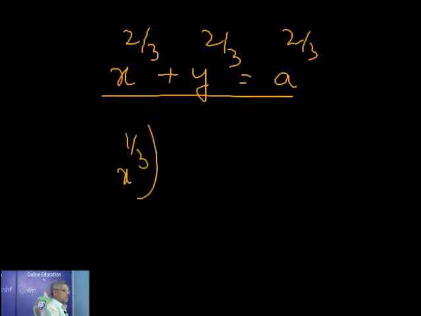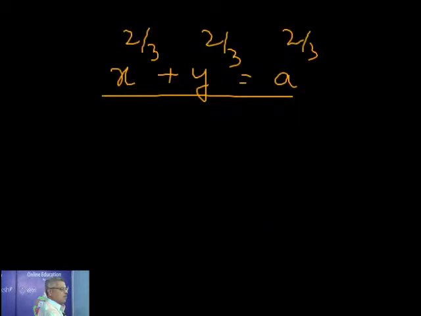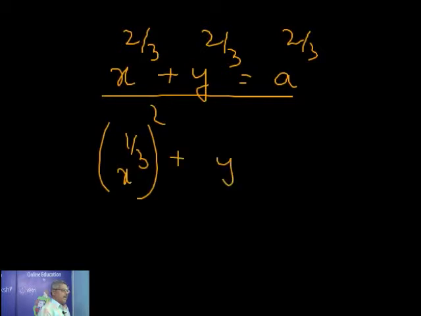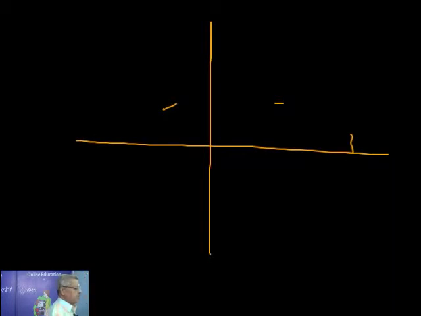We write this in the form x power 1 by 3 whole square plus y power 1 by 3 whole square is equal to a power 2 by 3. Now power is even, 2, 2. So therefore, power of x and power of y are equal and even. Therefore, the curve is symmetrical about x-axis and y-axis. At the same time, it is not a circle.